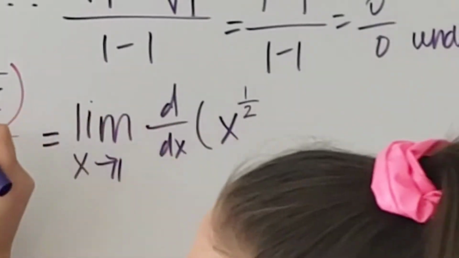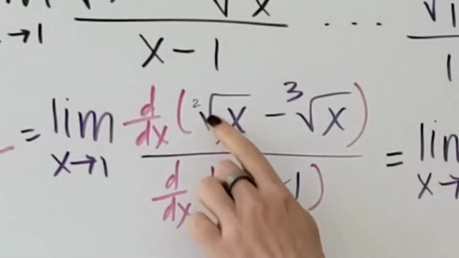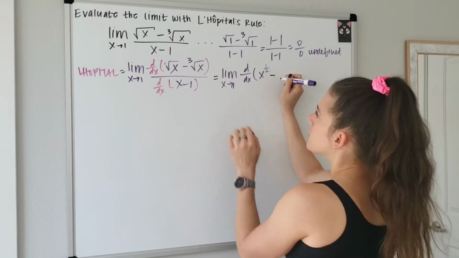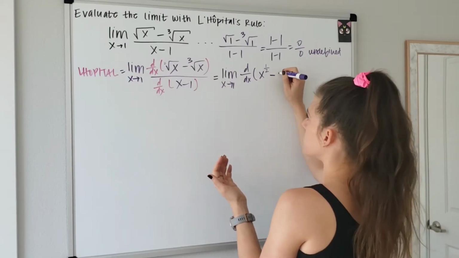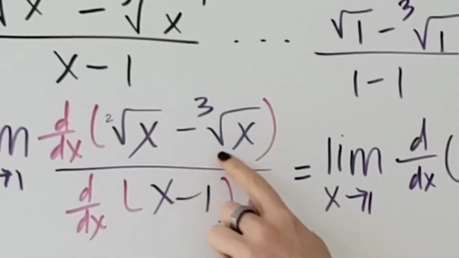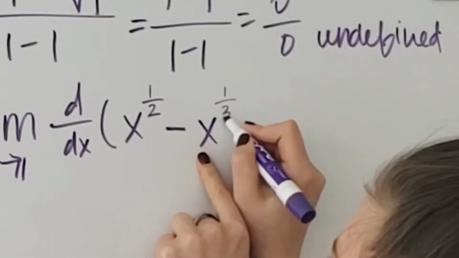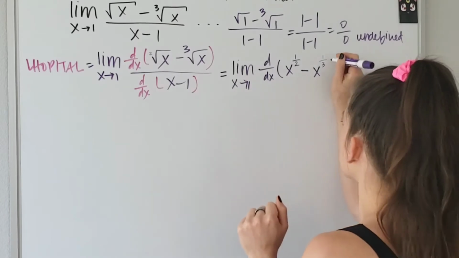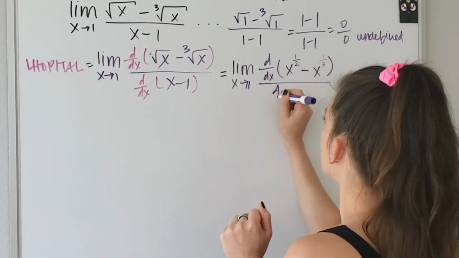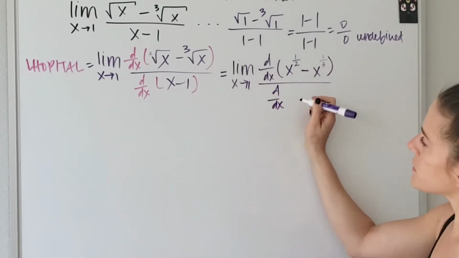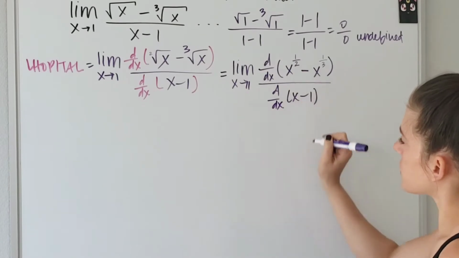This denominator, reminder, is whatever the root is. So as you can guess, this is going to be minus the cube root of x, which is really minus x to the 1 over 3, right? Because that's what's on the outside. All over the derivative with respect to x of the denominator, which is just going to stay the same.